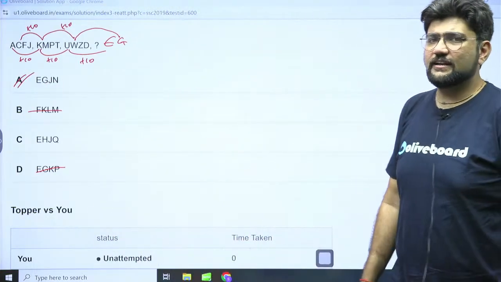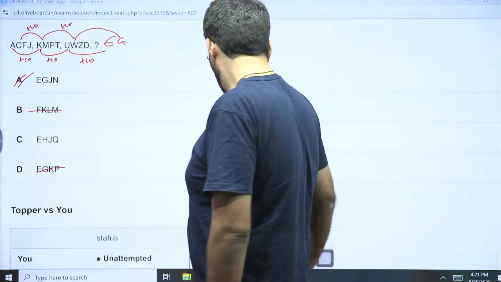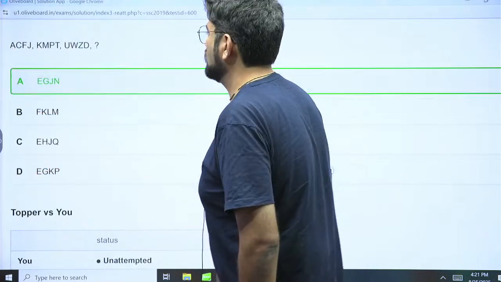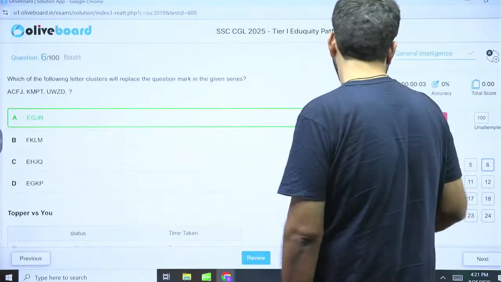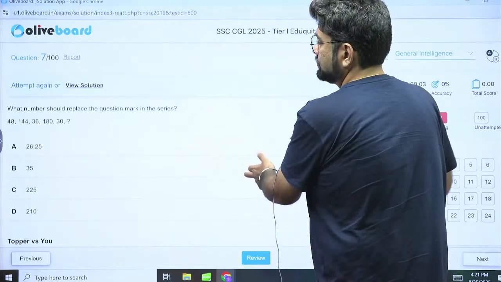Cool. Cyclic addition you should know, that's all. If you don't know cyclic addition, then this is going to again cost you a lot of time. 33 seconds will be very decent. Perfect. Not a problem. Good job. Next.